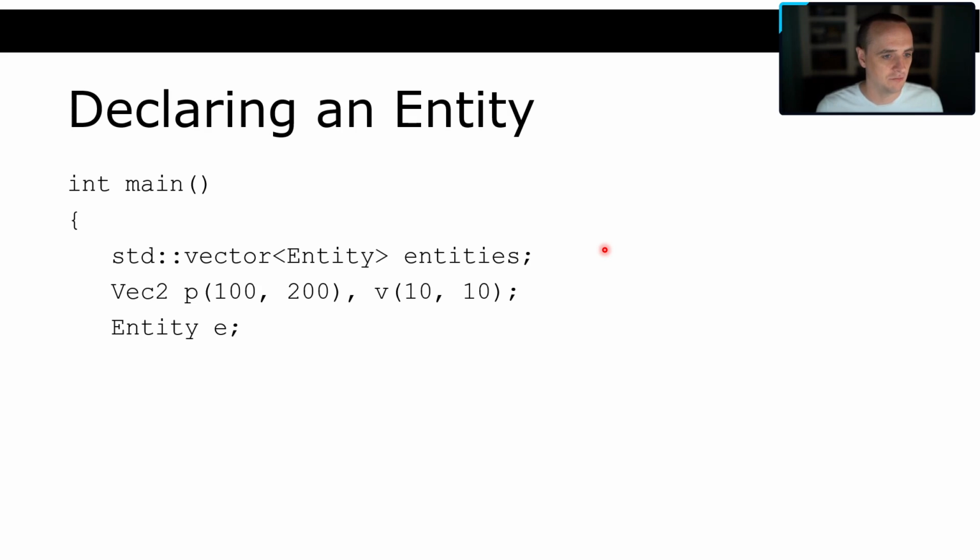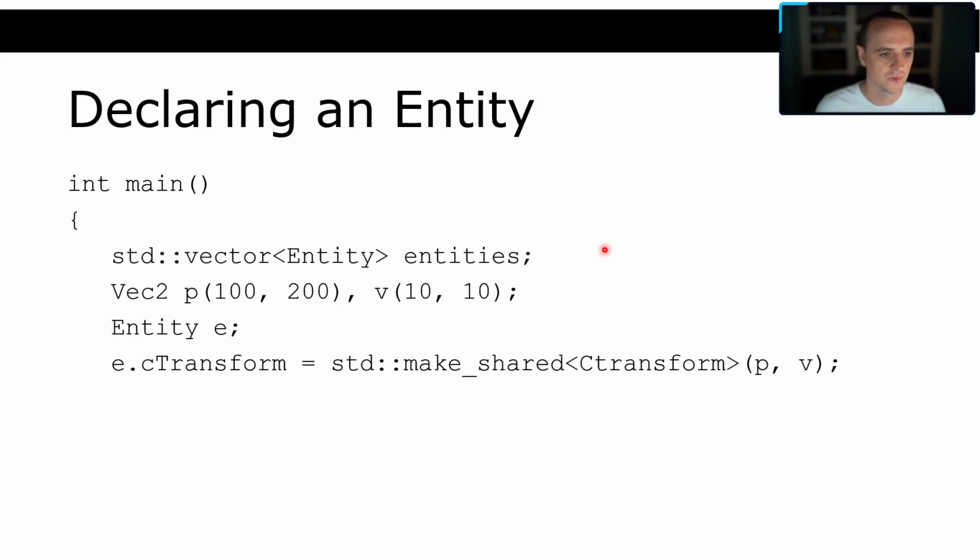Then I'm going to set up an entity, so just entity e, I can declare an entity. Then I'm going to say the CTransform component of the entity, I'm going to construct a new transform. The way we make a new shared pointer the correct way in C++ is by invoking std::make_shared. So if I've got a CTransform, which takes as input parameters to its constructor a position and a velocity, then it's really easy to construct this. I just say e.cTransform equals std::make_shared, then the type of the transform, and then p comma v.